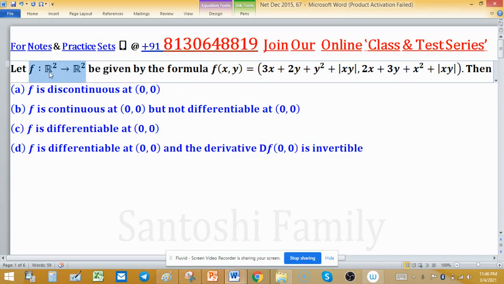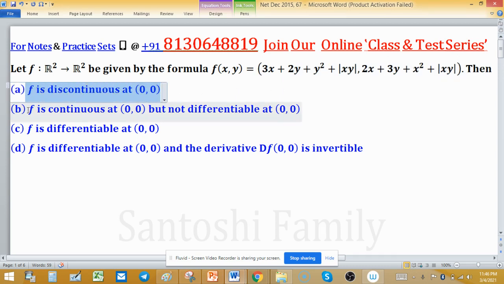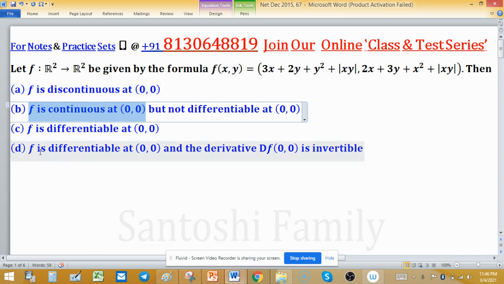f is a function defined from R square to R square, given by the formula f(x,y) equal to this expression. The options: f is discontinuous at (0,0); f is continuous at (0,0) but not differentiable, meaning if option A or B is true, then the other one will be false; f is differentiable at (0,0); f is differentiable at (0,0) and the derivative of f at (0,0) is invertible.